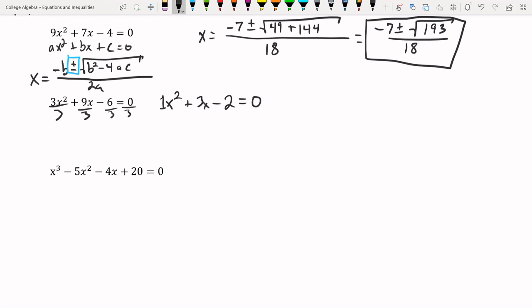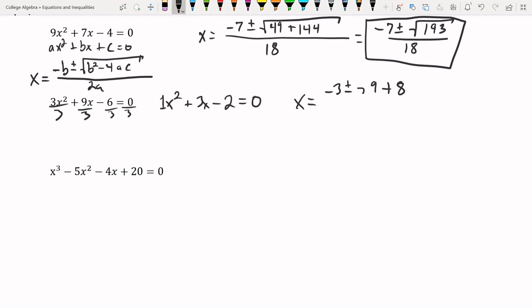And so we have A is 1, B is positive 3, and C is negative 2. Using this formula that I wrote here previously, we have x equal to negative b. B is 3, so we have negative 3, plus or minus the square root of b squared, 3 squared is 9, minus 4 times a times c. A is 1, so 4 times a is 4, times c is negative 2. So we have negative 4 times 1 times negative 2, which is going to be positive 8.